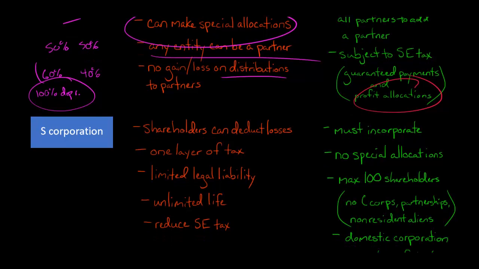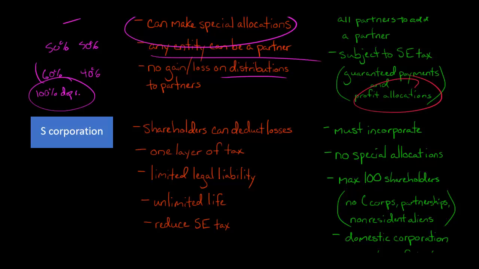Now, the S corporation, shareholders can deduct losses of the business. There's just one layer of tax, even though we have a corporation, which is one of the downsides. You have to file articles of incorporation in one of the 50 states to create a legal entity, and then you have to make an election to be treated as an S corp. Okay, so you've got that hassle, but you only have one layer of taxation.